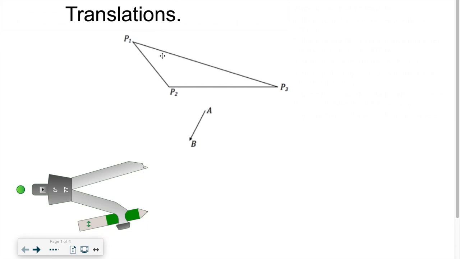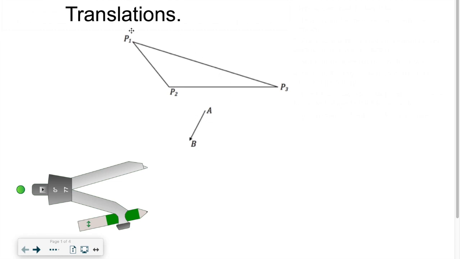Here's our triangle, and it consists of 3 points, P1, P2, and P3. But you also are going to need a vector. Here's our vector AB. A vector simply tells us our direction and the length. So notice that the direction here would be downwards, okay? And a little bit to the left.